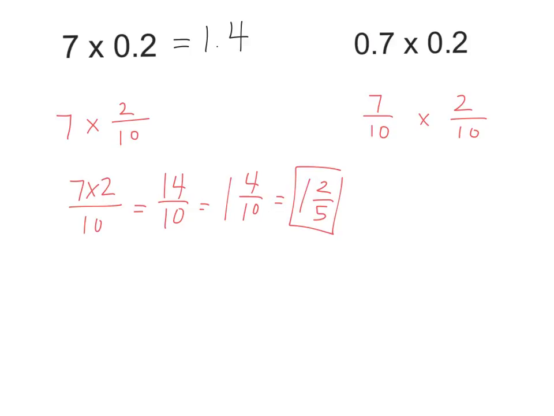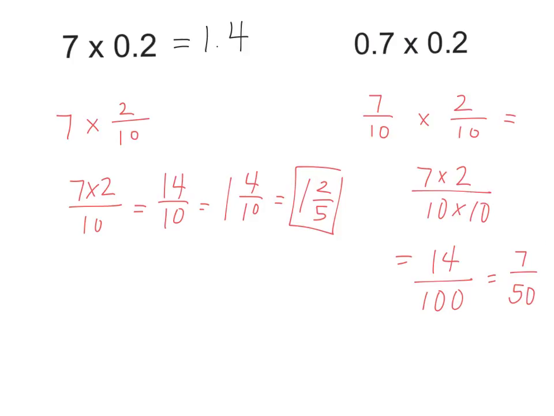Now let's try this one. 7/10 times 2/10. What would I have in my numerator? 7 times 2. And then my denominator is 10 times 10. So then when I solve that, 7 times 2 is 14. 10 times 10 is? And can I simplify that? How would I simplify it? It'd be 7/50ths. Good. Okay. Now, which form helps me write it as a decimal? 7/50ths or 14/100ths? Good. How can I write 14/100ths as a decimal?